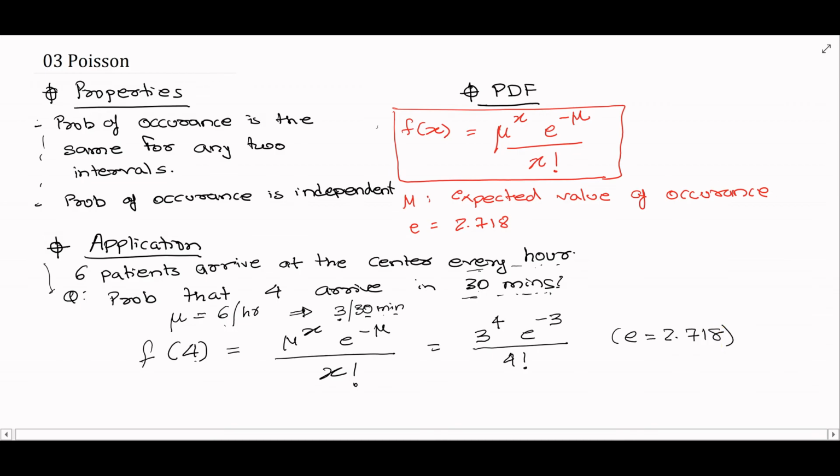e is 2.718, and so when you work out the math, you get 0.1680. So that's a 16.8% chance that you'll have 4 patients arriving at the center in a 30-minute interval.